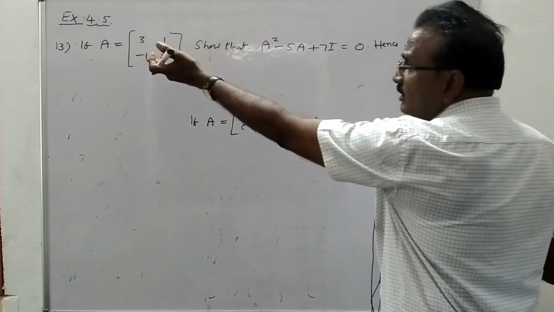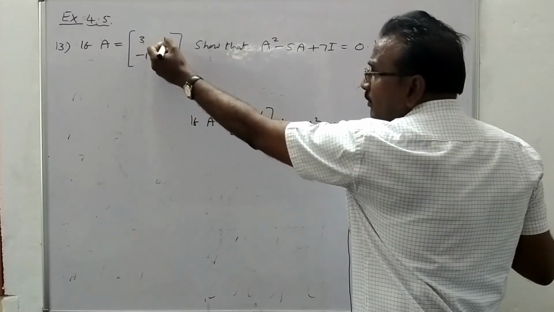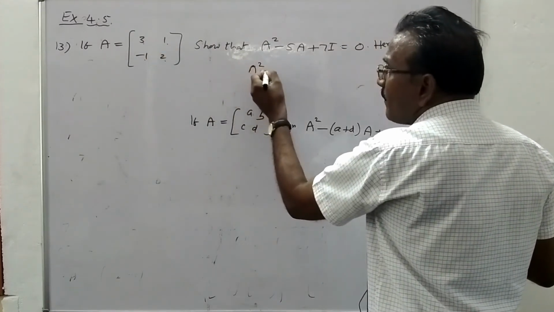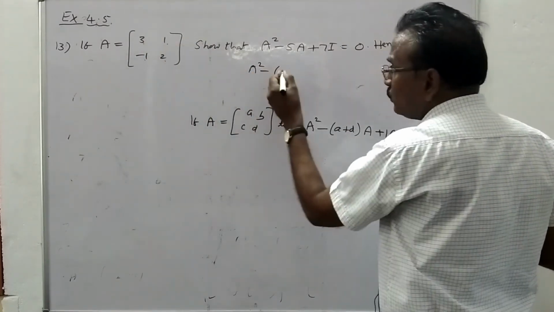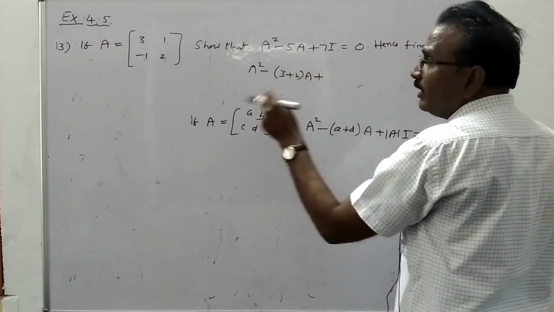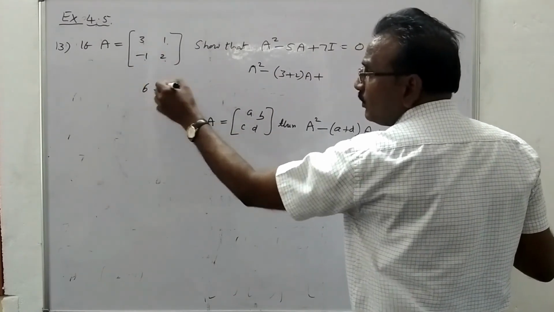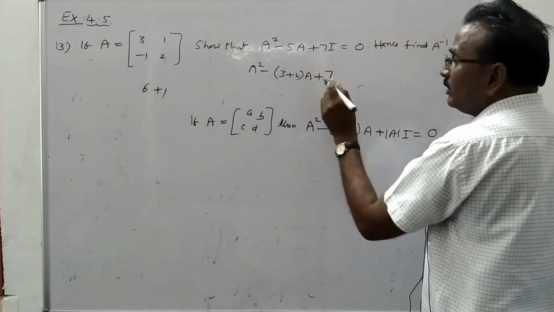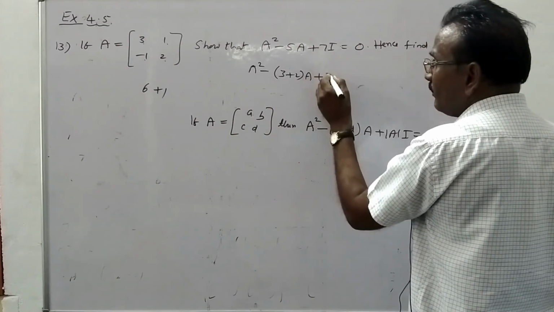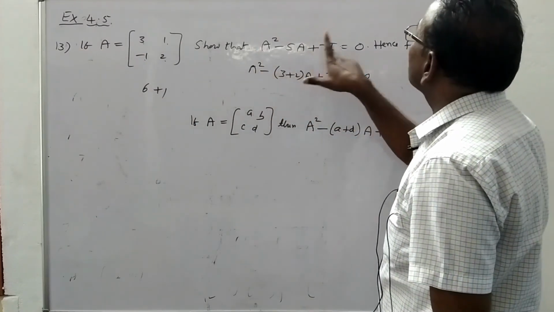So let us check this example. Here A value is 3, B value is 1, C value is minus 1, D value is 2. So that is A square minus (3 plus 2) into matrix A plus the determinant of this matrix, which is 3 twos are 6, minus of minus is plus 1, that is 7, the determinant of A. That is 7 into I is equal to 0. So clearly this is A square minus 5A plus 7I is equal to 0.